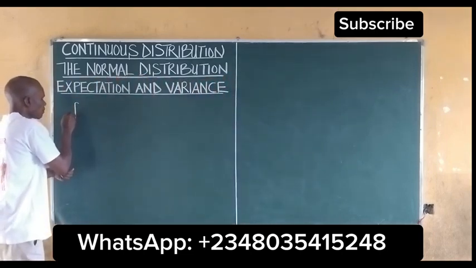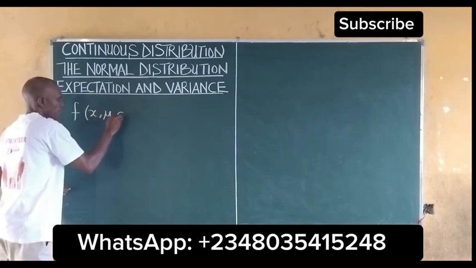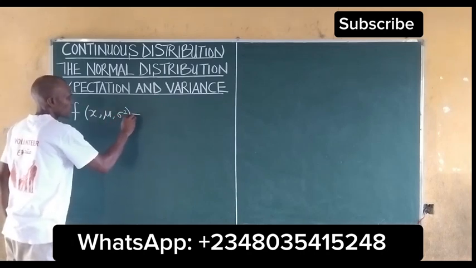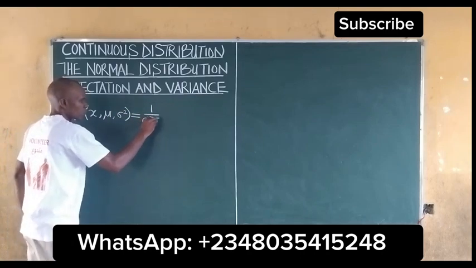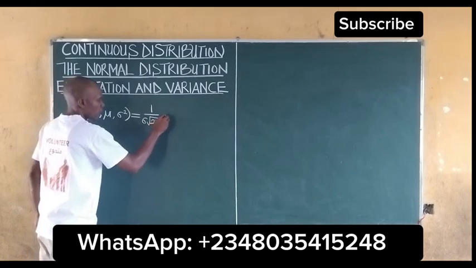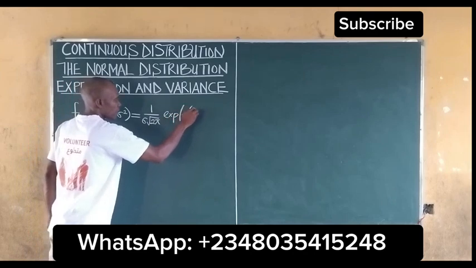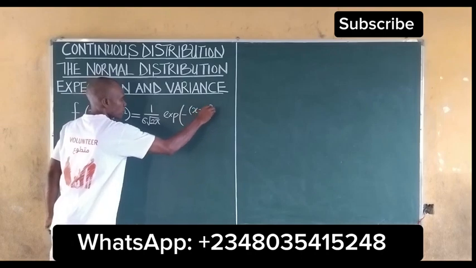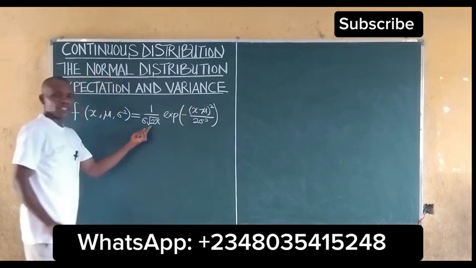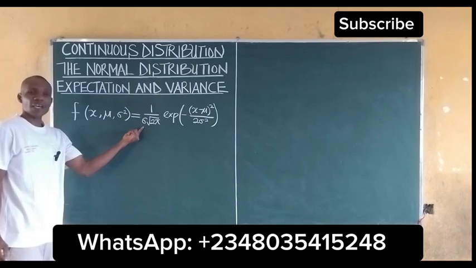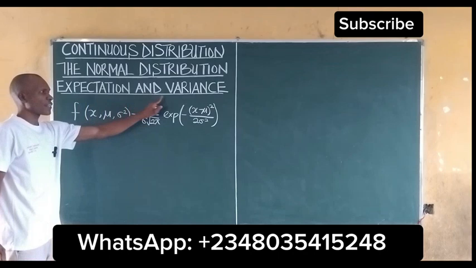Of course, the PDF, f of x, mu, and sigma squared, for the normal distribution is given as 1 all over sigma square root of 2 pi, exponential negative x minus mu raised to the power of 2 all over 2 sigma squared. So this is the PDF, that is f of x. So we shall be finding the expectation and the variance.